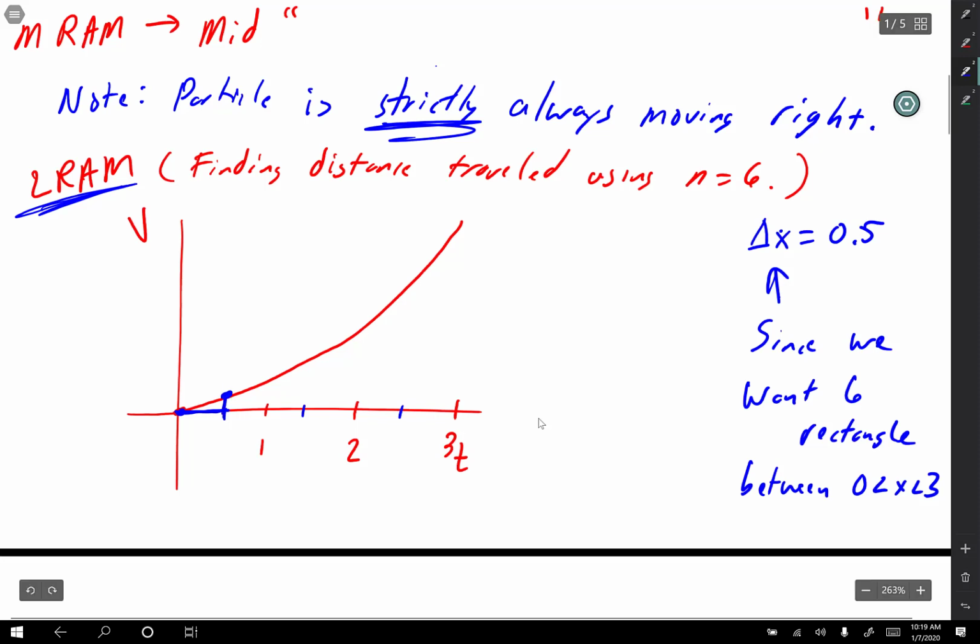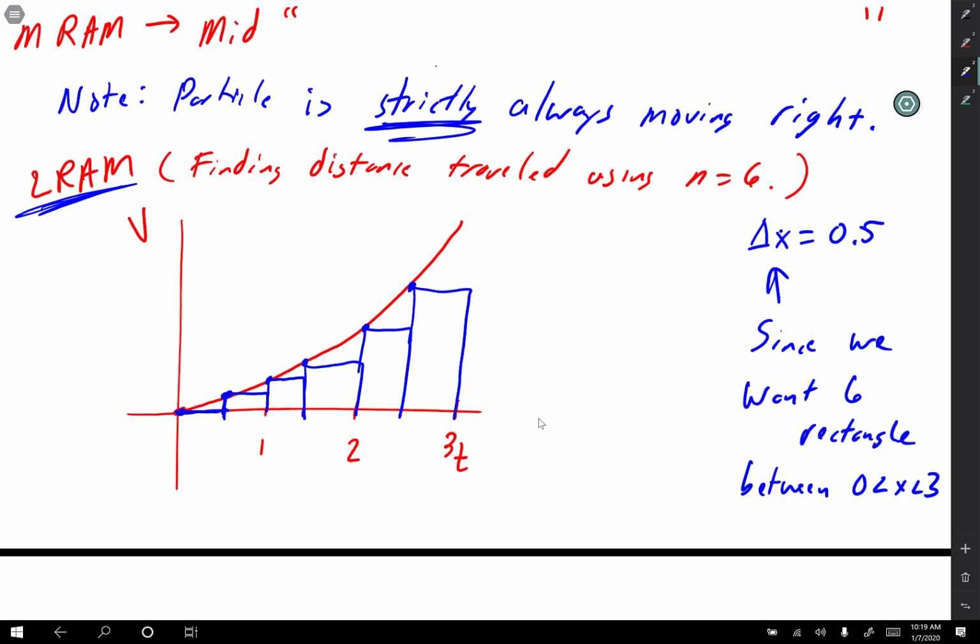Start at 0.5, go to the curve. There it is. Does everyone see how I got it? Here's the third rectangle. Go to 1, go to the curve, and go to 1.5. Keep going. 1.5 to 2. And I'm just drawing rectangles, guys. 2 to 2.5. And the last one, 2.5 to 3. Are we okay? All right.